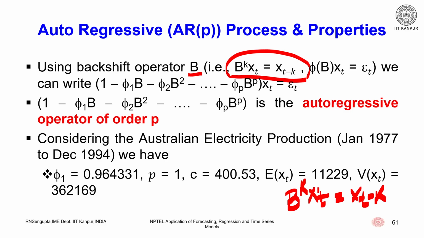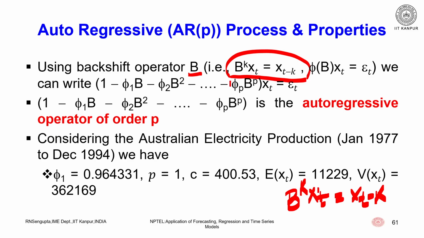Then the operator, when it becomes B squared, depending on k equal to 2, will give you the relationship between x_t and x_(t-2), and so on and so forth, considering that you are going back into the past and trying to consider k number of terms for the time series, based on which you are trying to model the autoregressive process with parameter p.